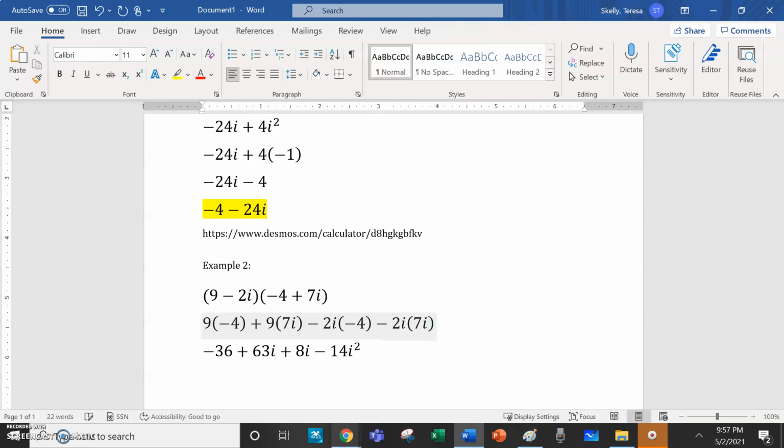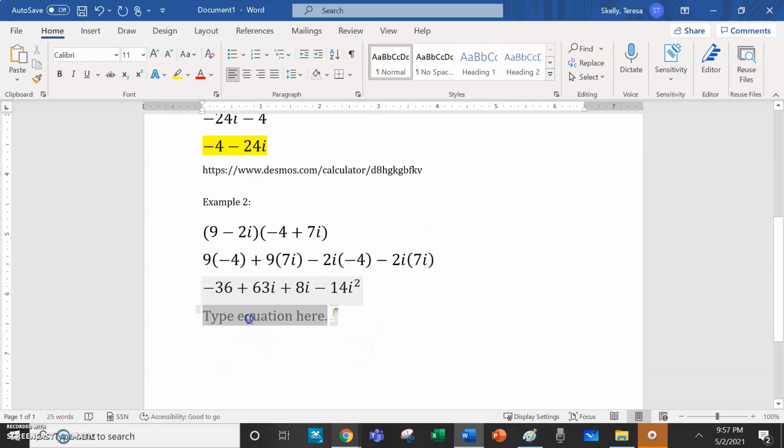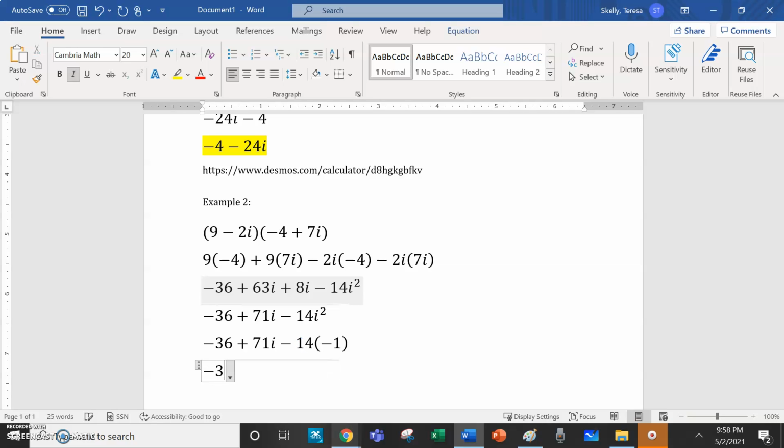So then on this next level, I want to combine the like terms of 63i and 8i, which will then give me 71i. So I have -36 plus 71i minus 14i to the second. I also know that in 14i to the second, the i to the second I can replace with -1. So I have negative 36 plus 71i minus 14 times -1. I know that negative 14 times -1 is going to be positive 14.